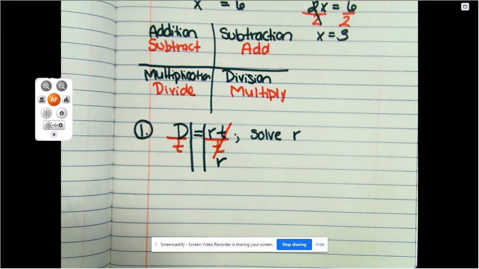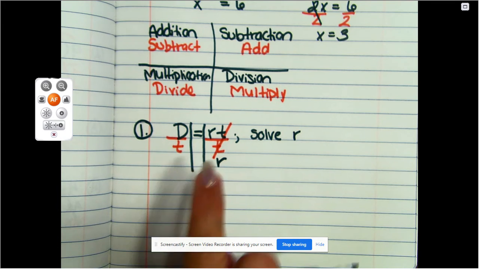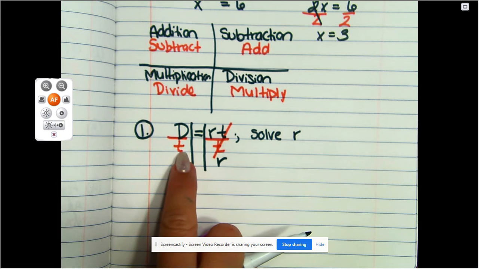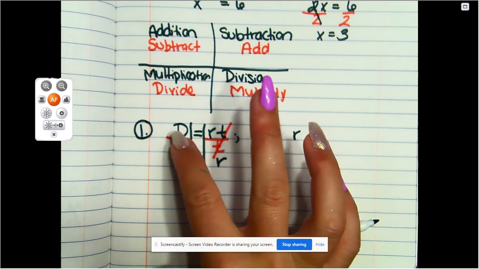Now, here's the funny or great thing about literal equations. You cannot, just as if this was a 2 and a T, or a 3 and a T, or a T and a 3, whatever. These are not like terms.